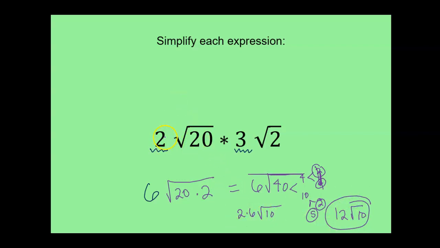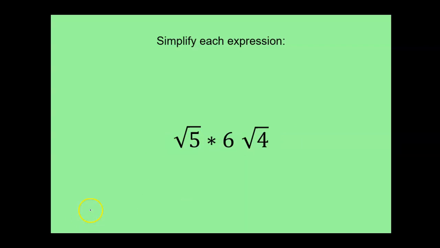So again, if you're multiplying, you multiply outside numbers by outside numbers, and you multiply under the radical numbers by under the radical numbers. So let's try one more. So here I don't see a number in front of the radical. Remember, if you don't see a number there, it's going to be a 1, or 1 times this number. So the outside numbers are just 1 and 6. So 1 times 6 is 6. And then underneath the radical, I have the 5 times 4, which is 20. Okay, so only multiply outside numbers by outside numbers, inside numbers by inside numbers.